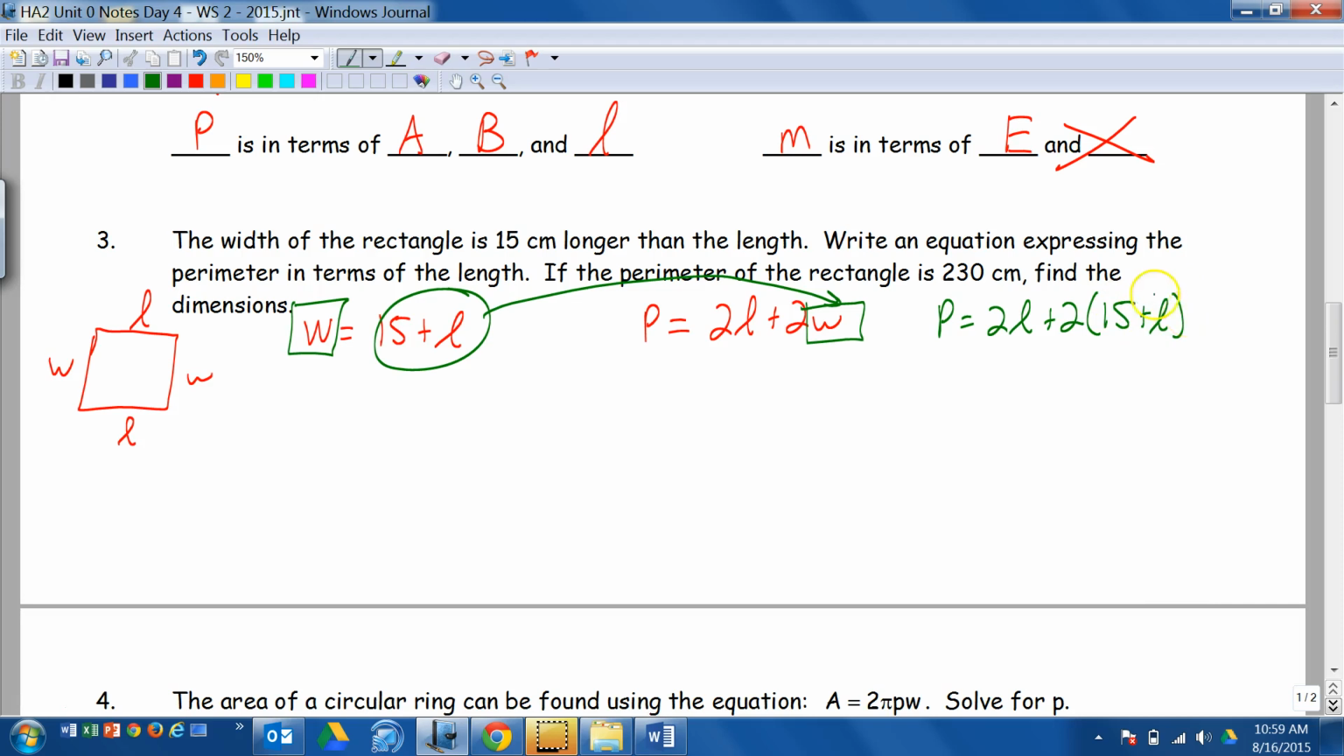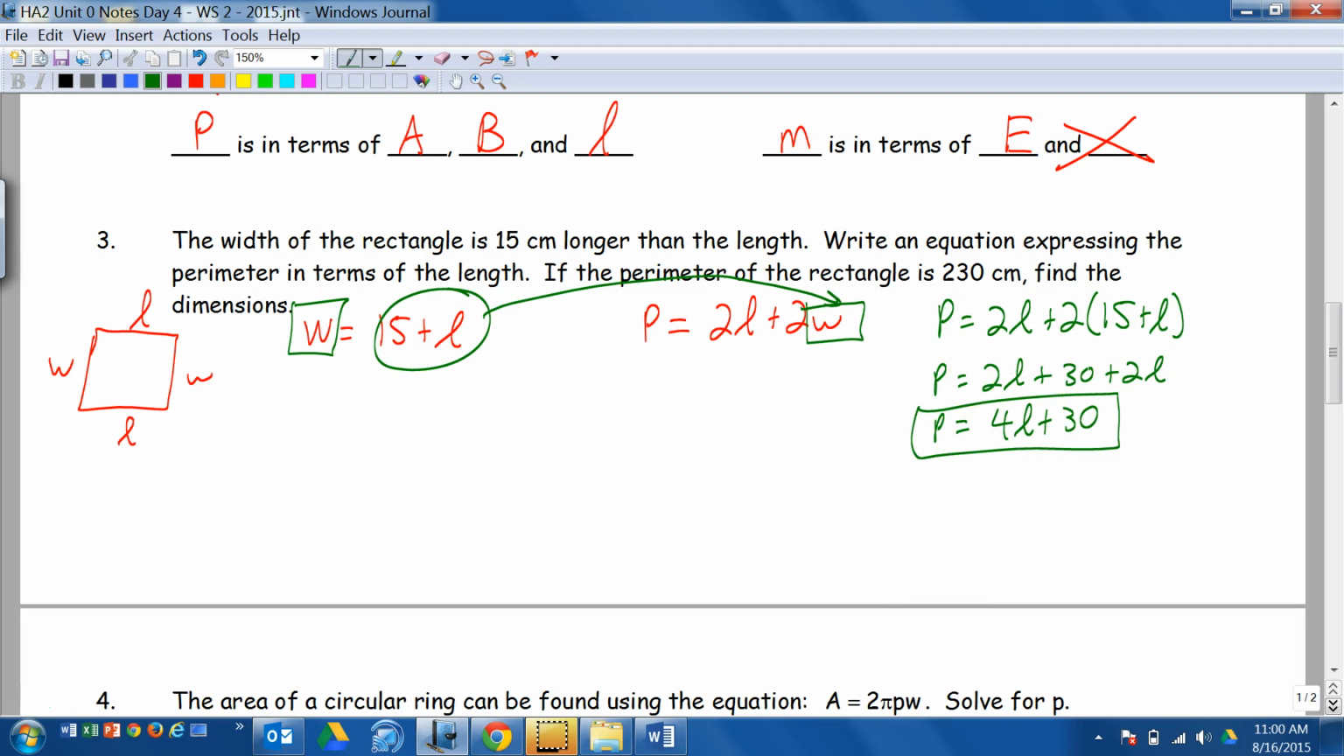Sometimes people get mixed up on which way to go. Like some people would try to solve for L and plug it in there. But then when you do that, you get rid of the L and you're left with W. So look for what you want to be left with. This equation will leave me with length. So then I have P is equal to 2L plus 30 plus 2L, which is P is equal to 4L plus 30. So this would be the perimeter equation for a rectangle.